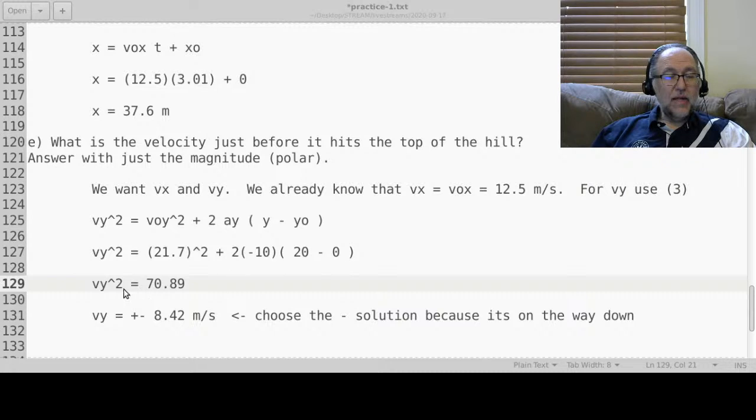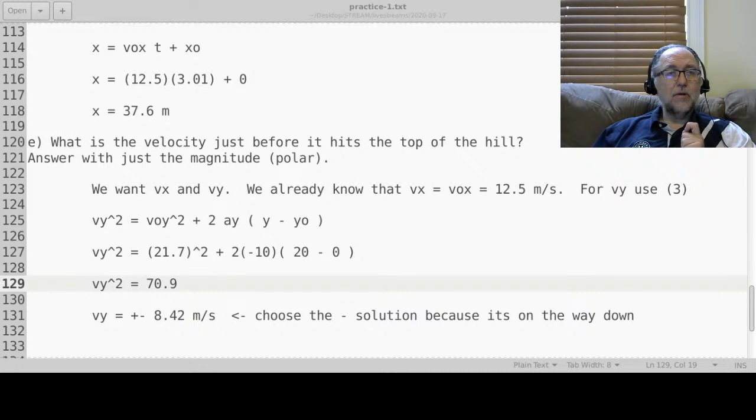Okay, and now, solving this on your calculator, you get that Vy squared is 70.89. I guess I should round that off because we're doing 3 significant figures. So it's 70.9. Okay, but that's Vy squared. When you take the square root, you get both positive and negative solutions. So don't forget that. If Vy squared is 70.9, that actually means that Vy is either positive or negative 8.42.